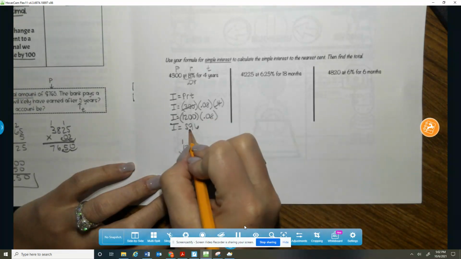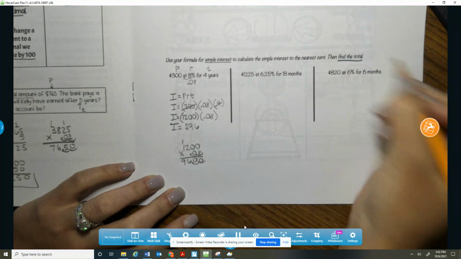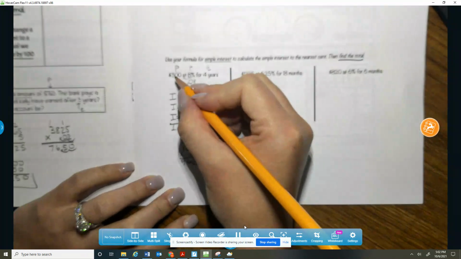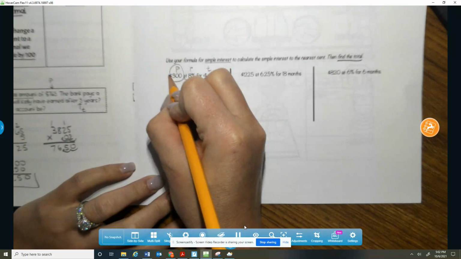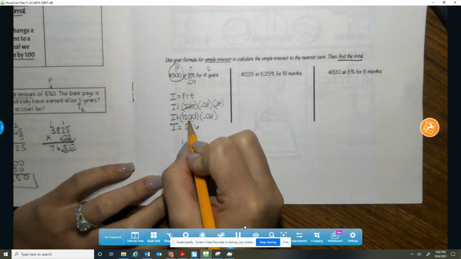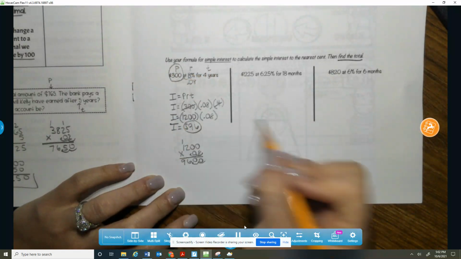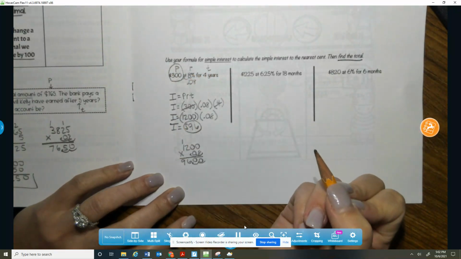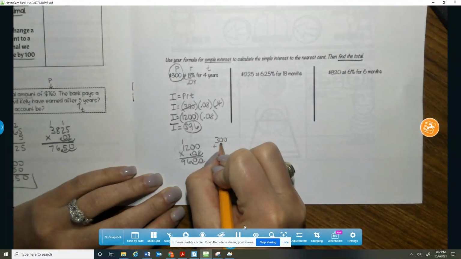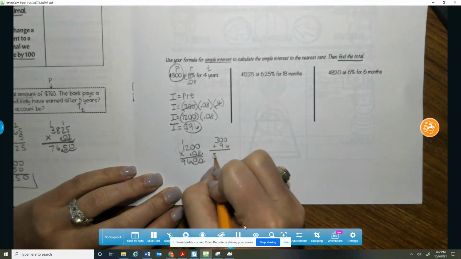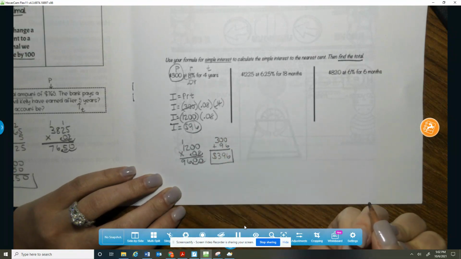Okay, so we found the amount of interest. Now we want to find what the total is. So if we were saving this money or borrowing it, we would go back and say, okay, this is how much money we were saving. This is how much money the bank or the financial institution is giving us for saving our money with them. So now I'm going to add that back together. And that gives me $396 in total that we would have in that savings account.